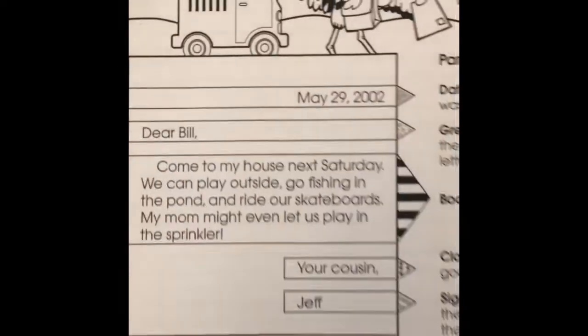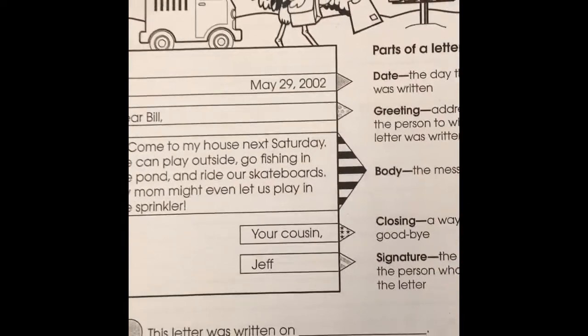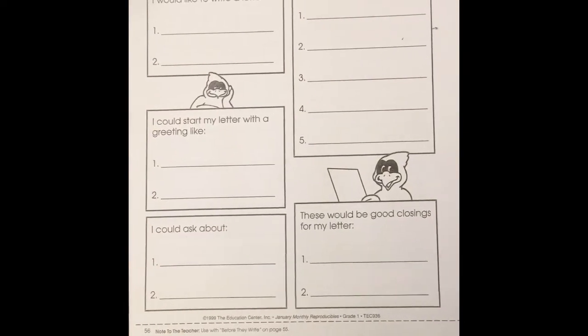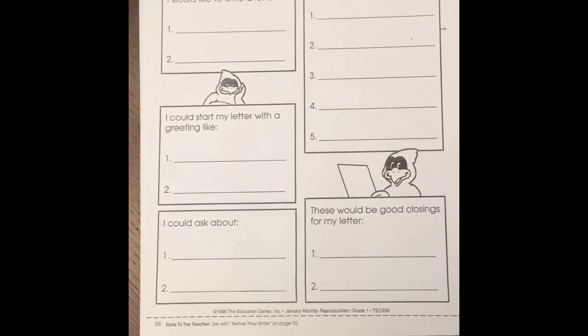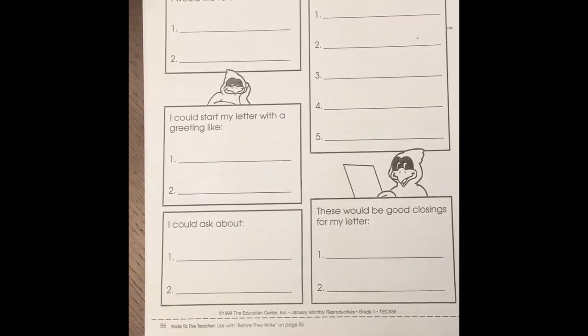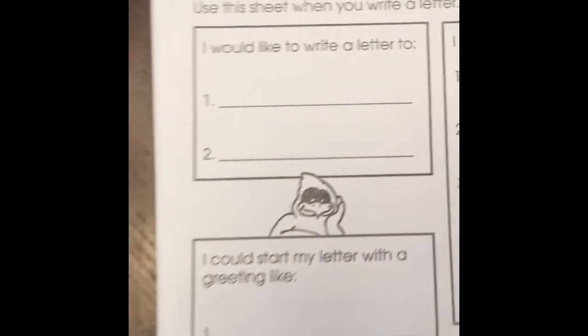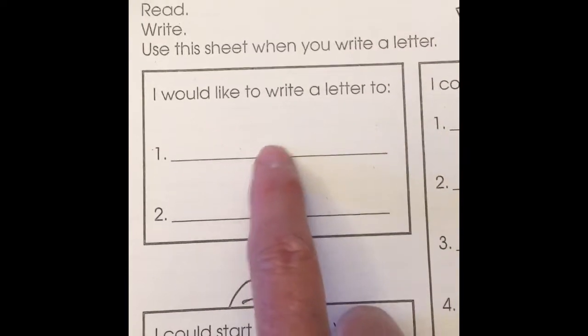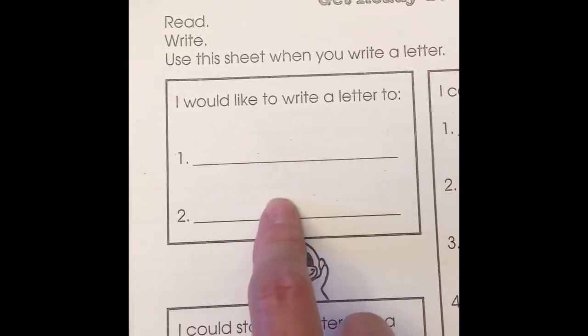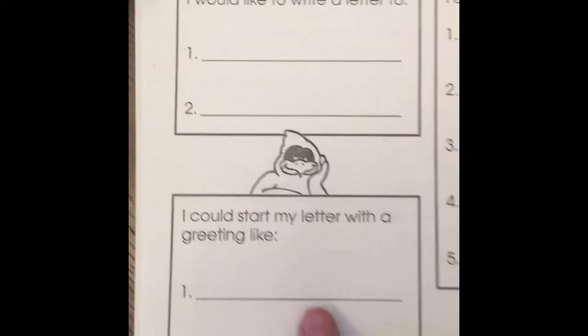Okay, let's go to our next page. This is your organizer, where you're going to put all your thoughts down about what to include in your letter. So the first part here says, I would like to write a letter to. So you're going to think of two people you'd like to write a letter to.